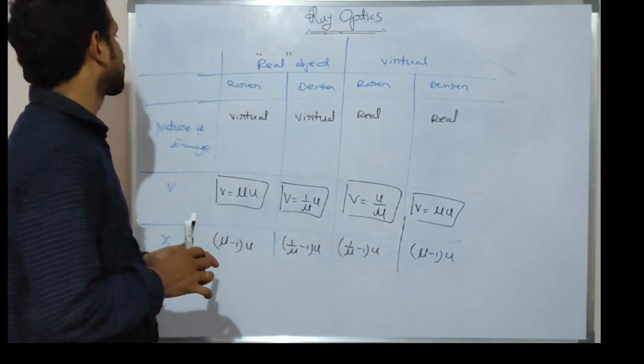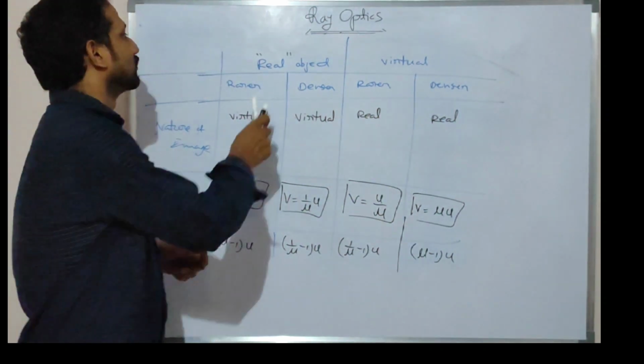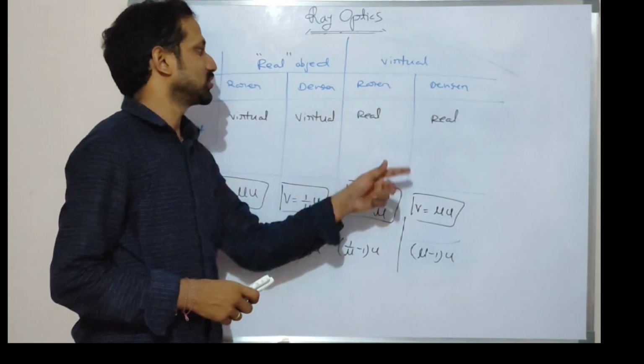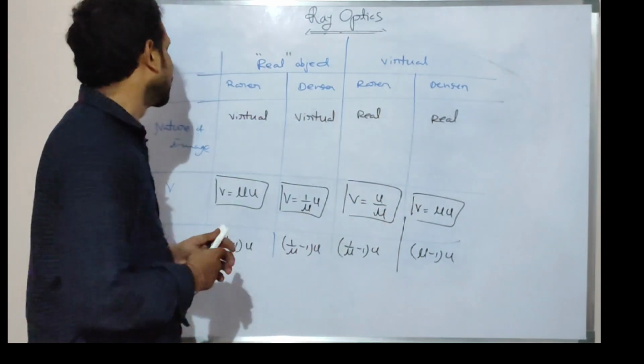So this chart can help you. Remember, if the object is real, the image is going to be virtual. If the object is virtual, the image is going to be real.